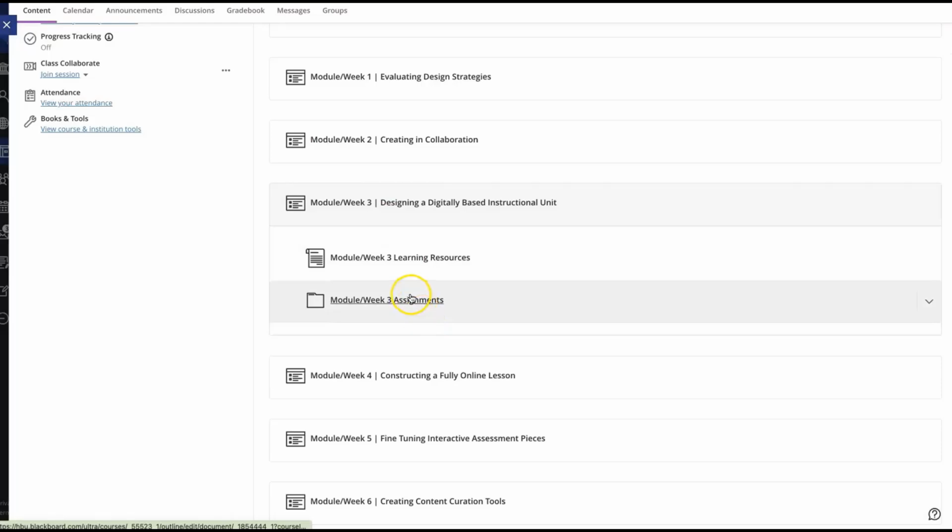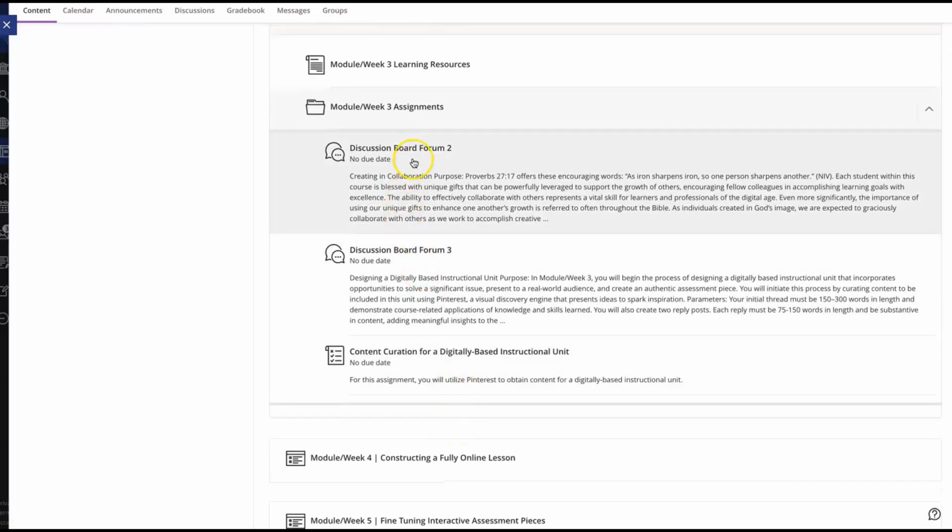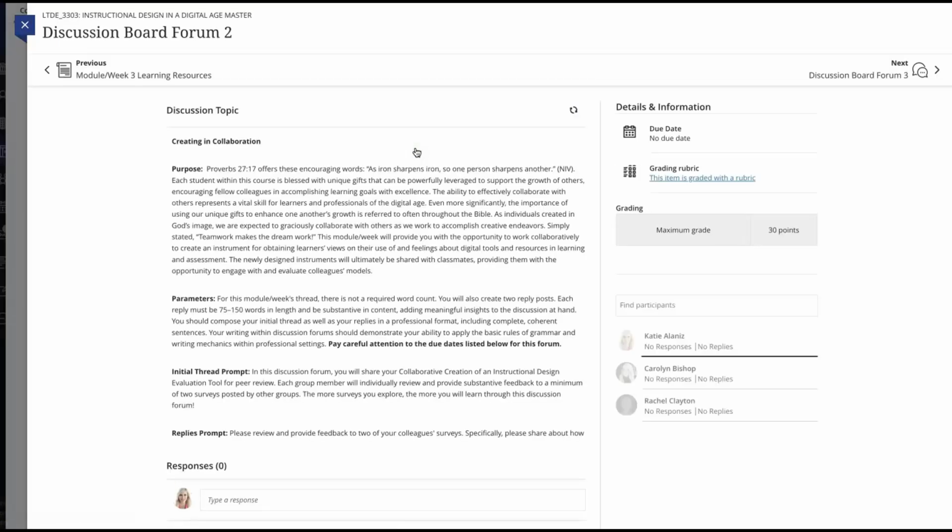Let's now look at the Module Week 3 assignments. First, you will engage in the discussion board forum that was overviewed last week. As a quick recap, through this discussion board forum, you will have the opportunity to share the survey that you collaboratively created with your group last week.